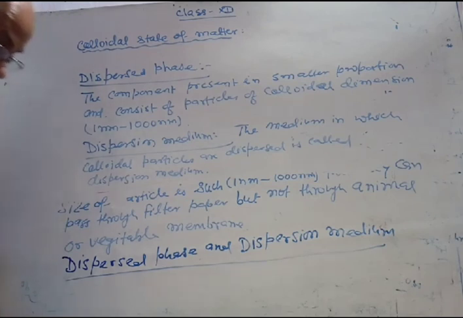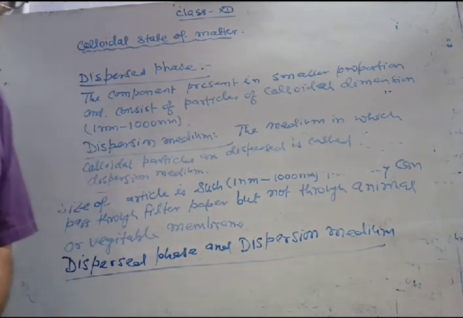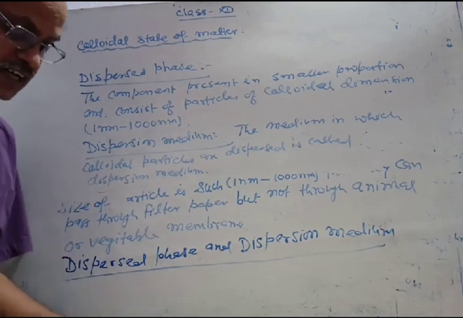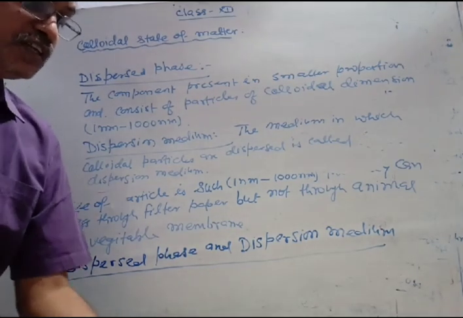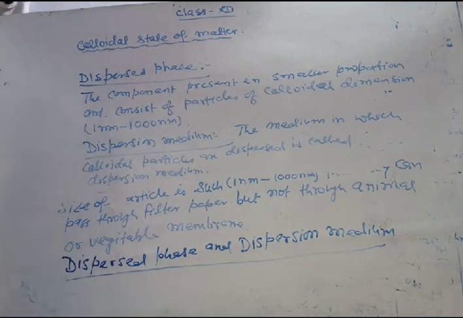Right? Suppose we take the colloidal solution of sulfur in water. In that case, sulfur is called the dispersed phase. The particles of sulfur will have dimensions between 1 nanometer and 1000 nanometer. And water is called the dispersion medium. Like in the case of milk, fats are the dispersed phase and they are dispersed in water, so water is known as the dispersion medium. Is it clear? Next class we will see classifications of colloids.